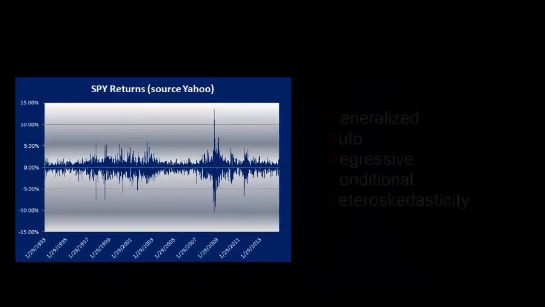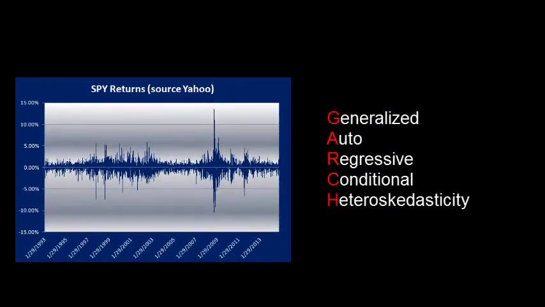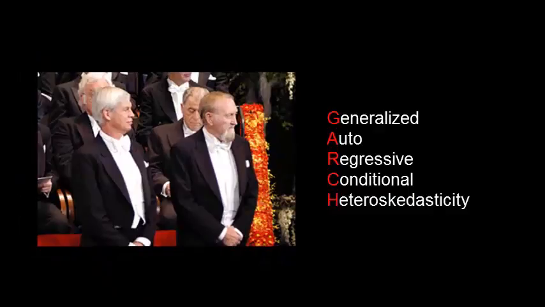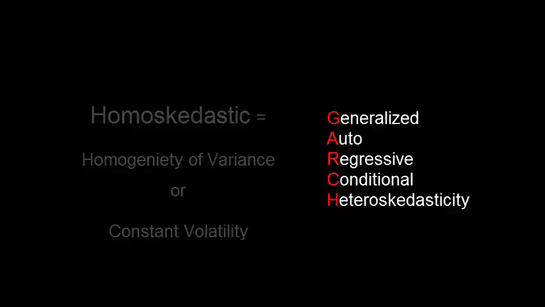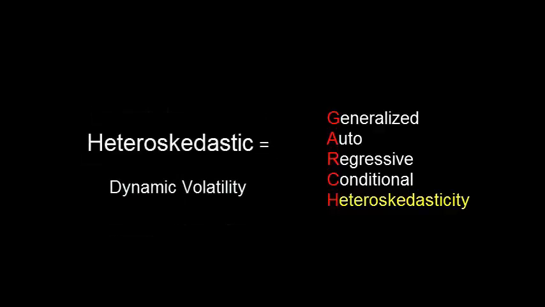GARCH stands for Generalized Autoregressive Conditional Heteroscedasticity. The formula was developed by Robert Engle and Clive Granger, who won the 2003 Nobel Prize in Economics. Homoscedastic is a fancy word that means homogeneity of variance, or in other words, constant volatility. Heteroscedastic is the opposite, dynamic volatility.